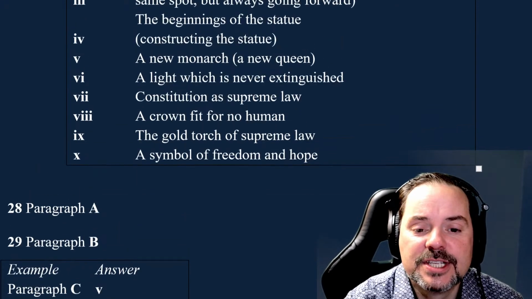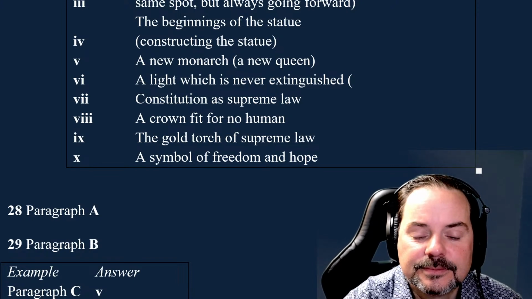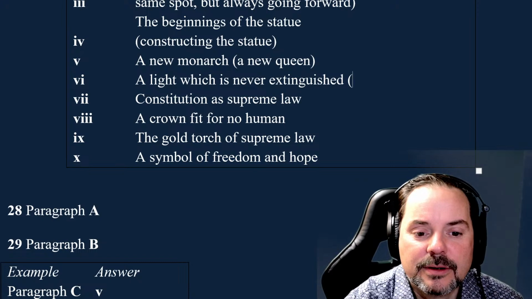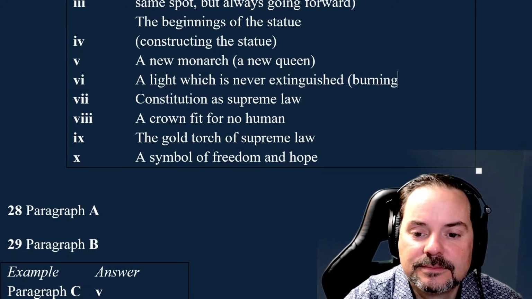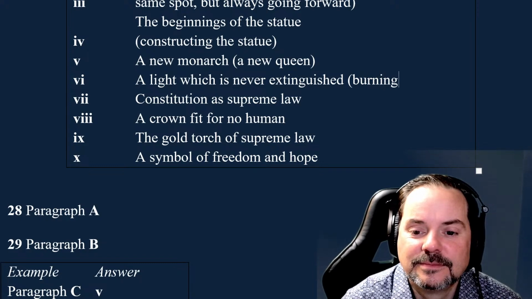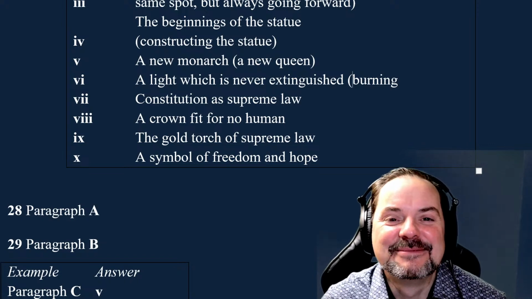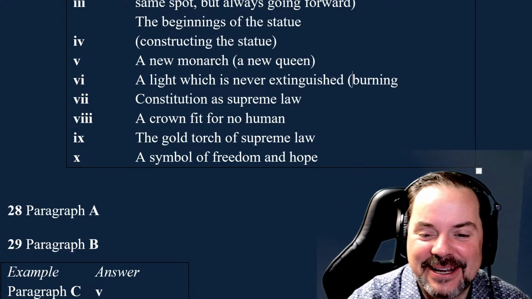A light which is never extinguished. A quick burning, an endless burning. Repeat after me. Brightness. Okay. I'm gonna help a little bit here, Romelia.